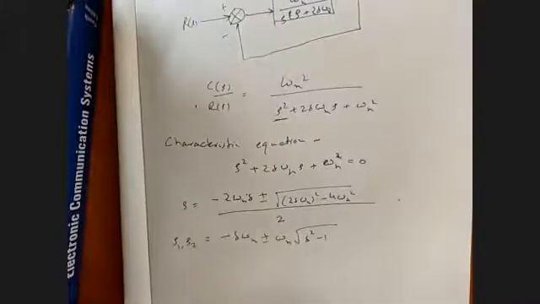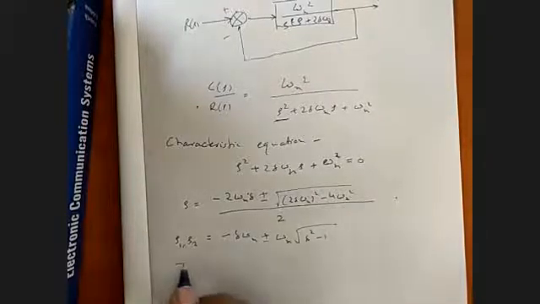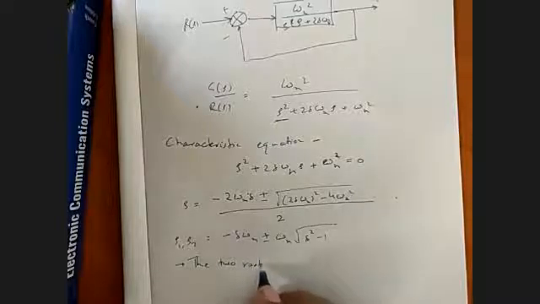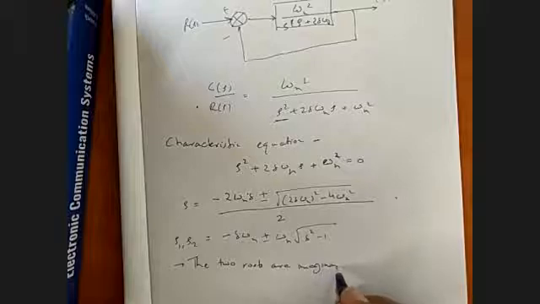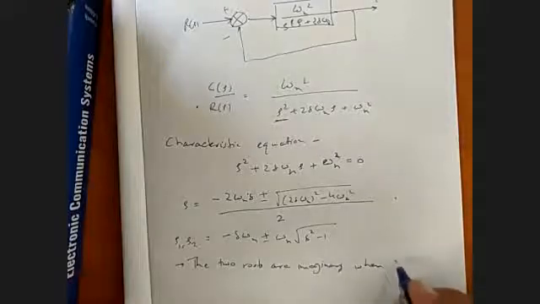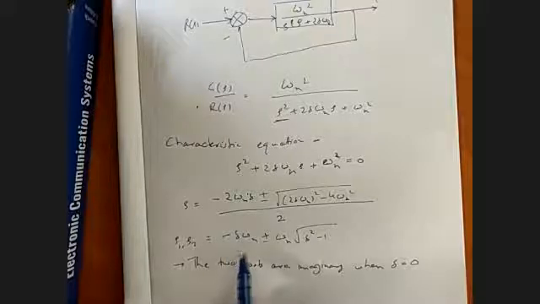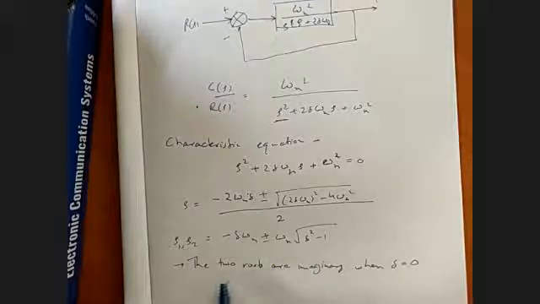If you remember, we have discussed this will be having 4 cases. The two roots are imaginary when delta equal to 0. When we put delta equal to 0 in this equation, this term will become 0 and delta square minus 1 will become minus 1. Under root minus 1 is j. So the two roots are imaginary.